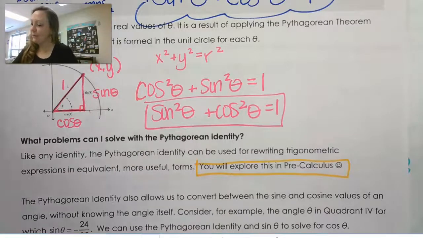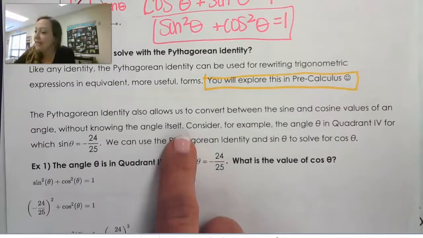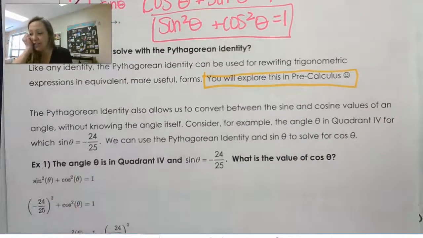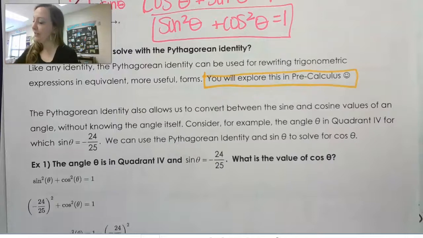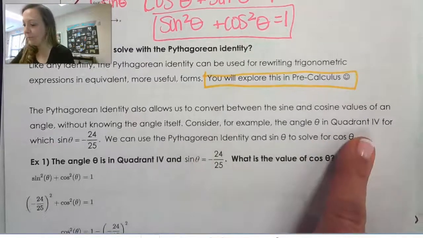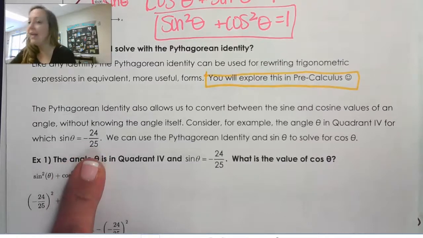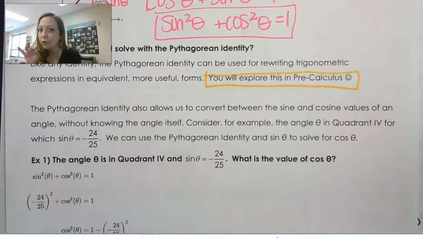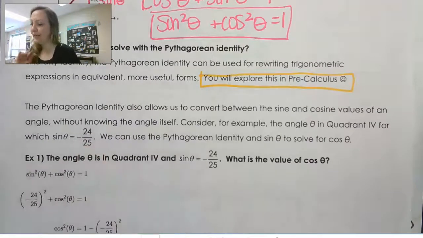Another thing that the Pythagorean identity does is it allows us to convert between sine and cosine values of an angle without knowing the angle itself, like if it's not one of the special angles on the unit circle. So let's consider the angle theta that's in quadrant 4, and sine of theta is negative 24 over 25. Now that can still be on the unit circle. It's just that the ratio is negative 24 over 25.